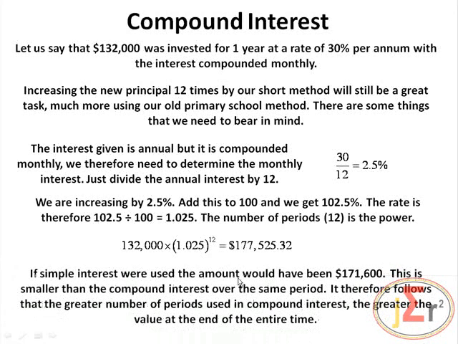If simple interest were used, the amount would have been 171,600. This is smaller than the compound interest over the same period. It therefore follows that the greater the number of periods used in compound interest, the greater the value at the end of the entire time.